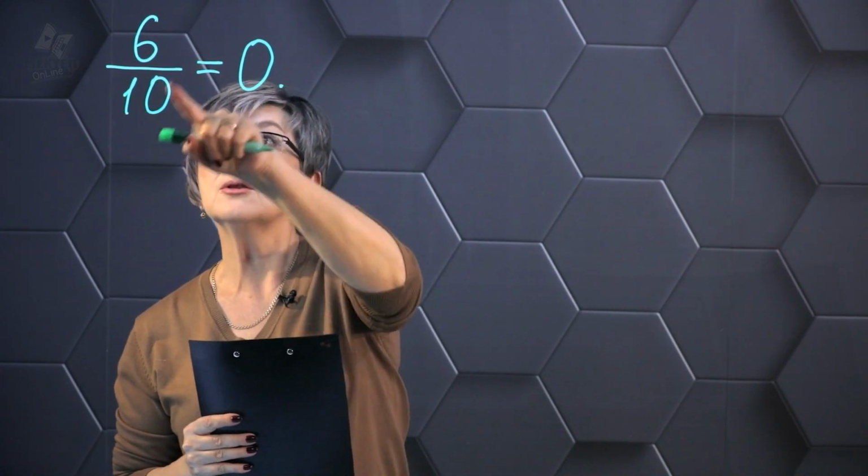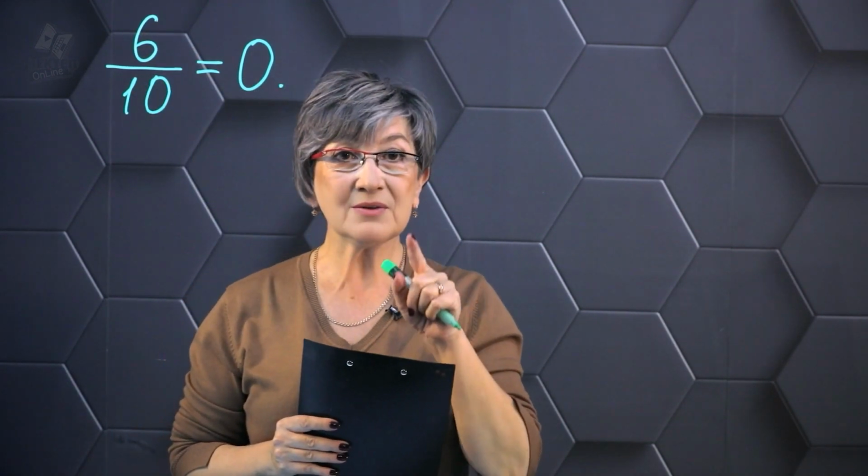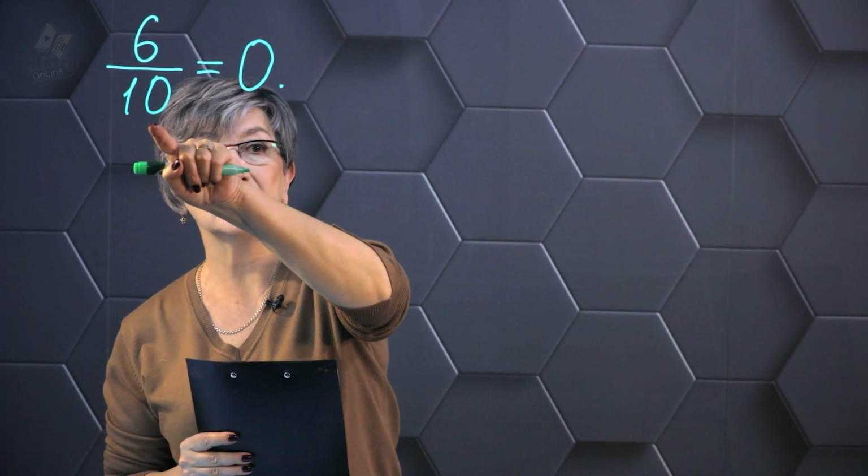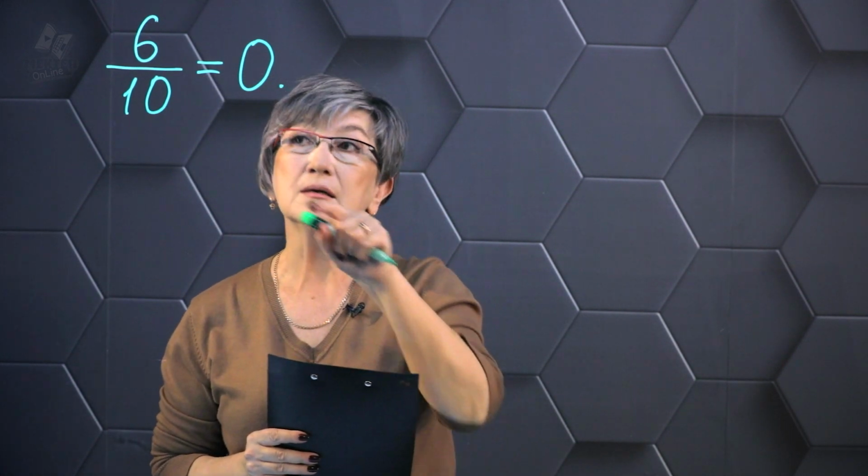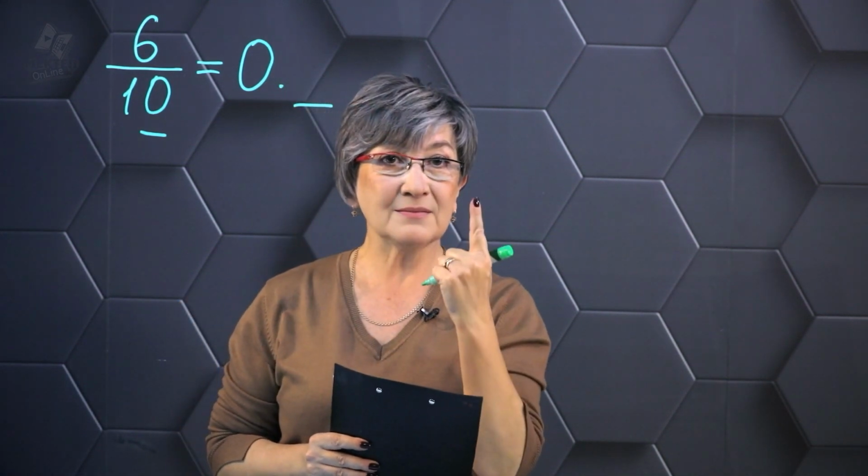Now we need to write down the fractional part. The number of digits that come after the dot is directly related to the denominator. That is, the number of zeros that are written in the denominator. We have 1 zero in the denominator. Hence, in our decimal notation, there should be only one digit after the dot. And we do have one digit, which is 6, so I write 0.6, 6/10. As you can see, nothing complicated.